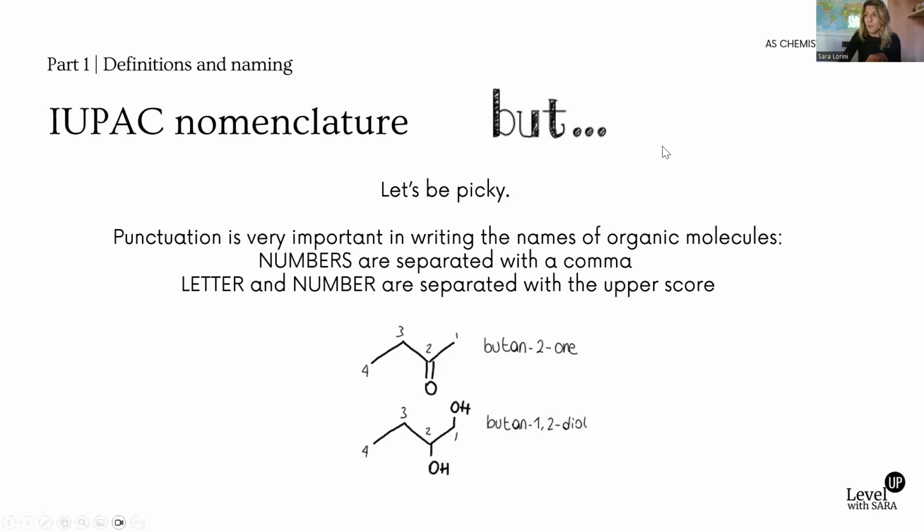Another mistake that I don't want you to make is the punctuation. Numbers are separated by a comma, like this, butan-1,2-diol. Letters and numbers are separated by the hyphen. I know it's confusing, but this is the rule. Okay? I'm not allowing you to get this wrong. So please have it clear.